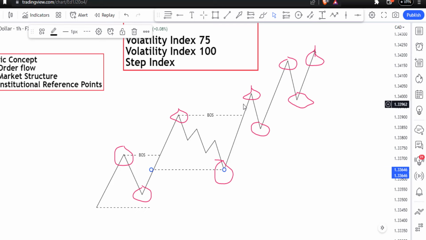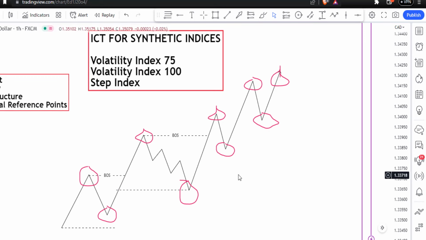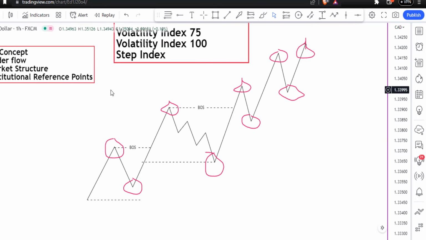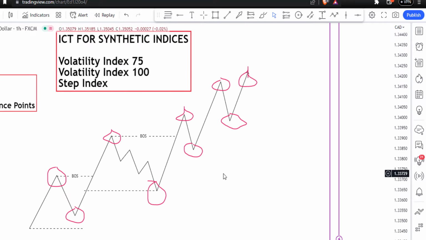This video is going to take long because I want to make sure that I give you the basics, but I will continue with more videos on synthetic indices so you can have a basic understanding of them.